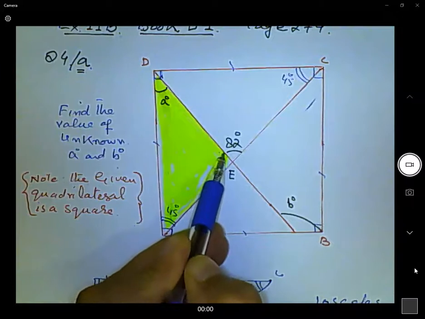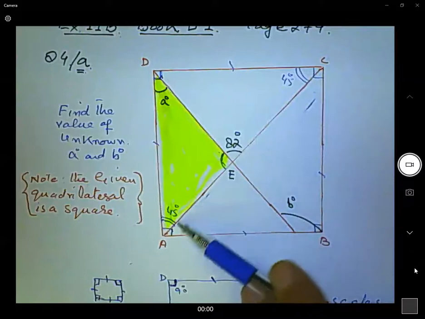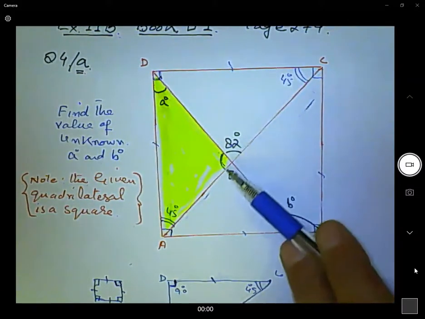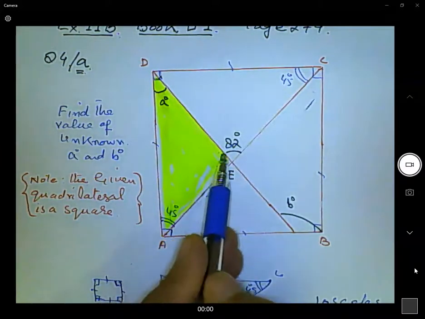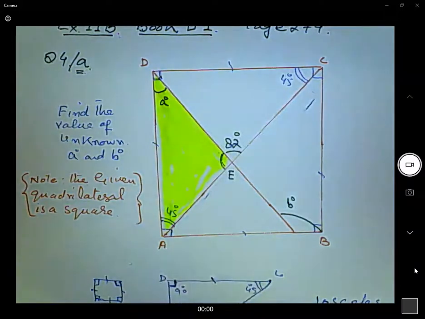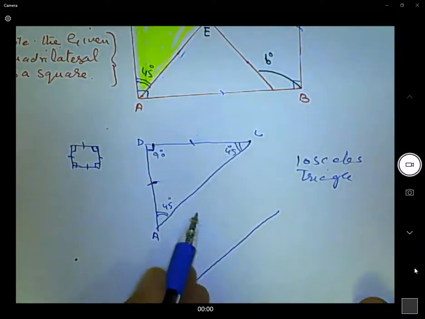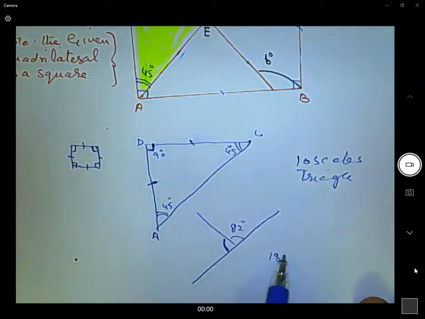Okay, if you concentrate here, it's a straight line. It means the sum of the adjacent angles on a straight line will be equal to 180. So that angle will be equal to 180 minus 82. Look here, I am drawing a straight line just like this one. And here it's 82. Then that angle will be equal to 180 minus 82 degrees.